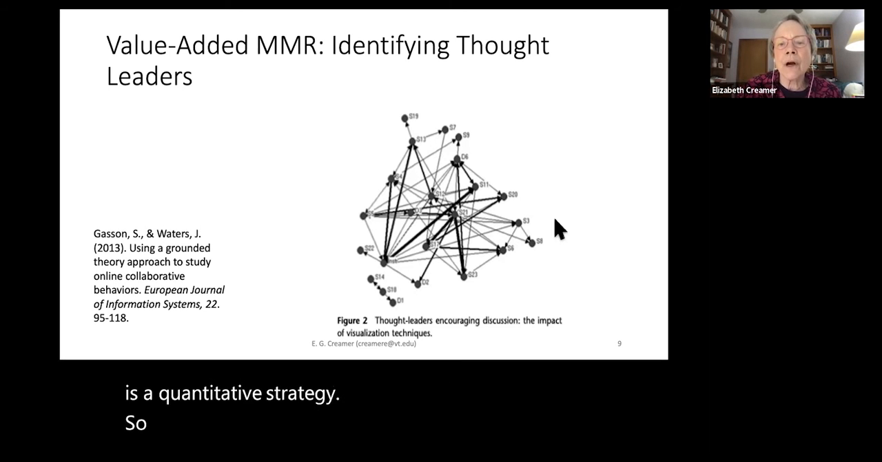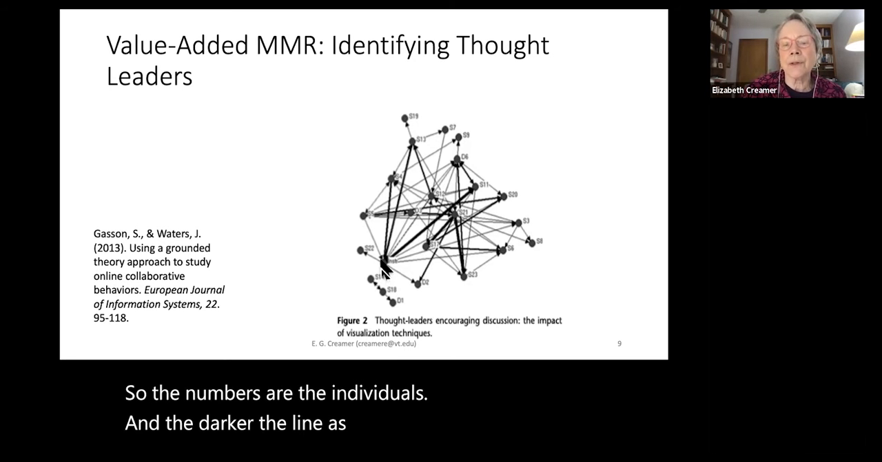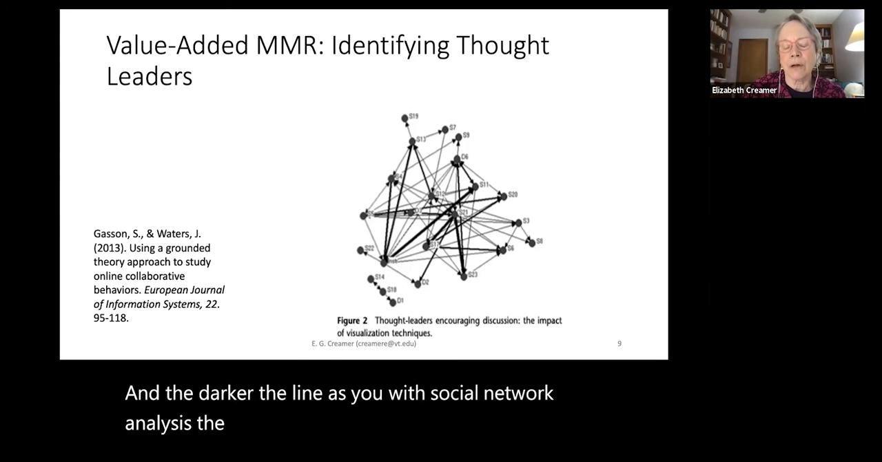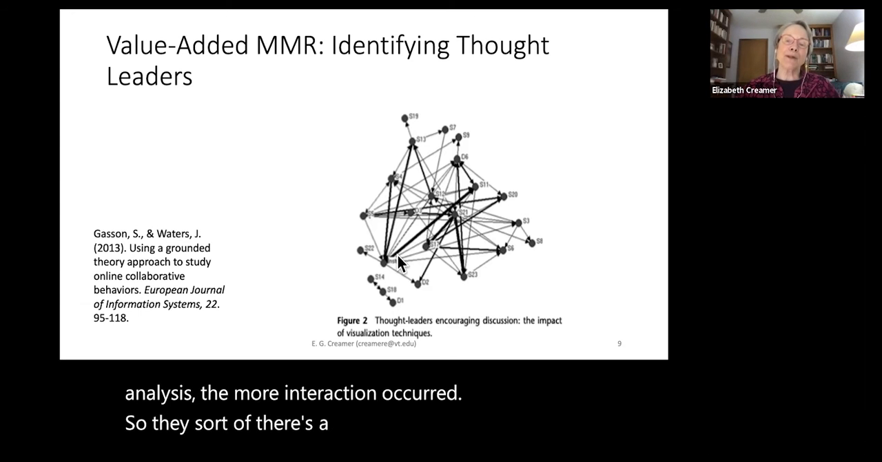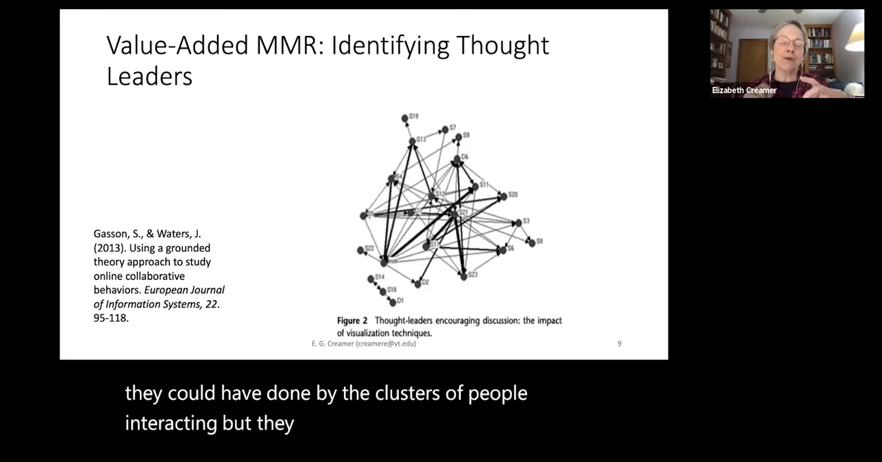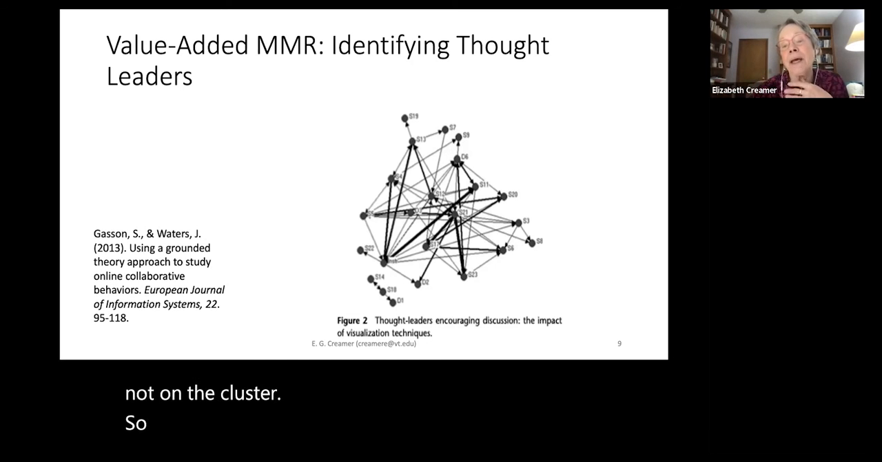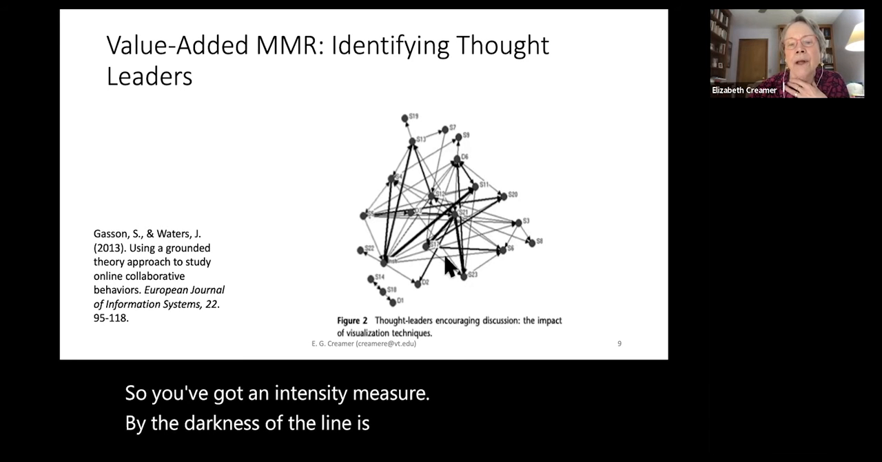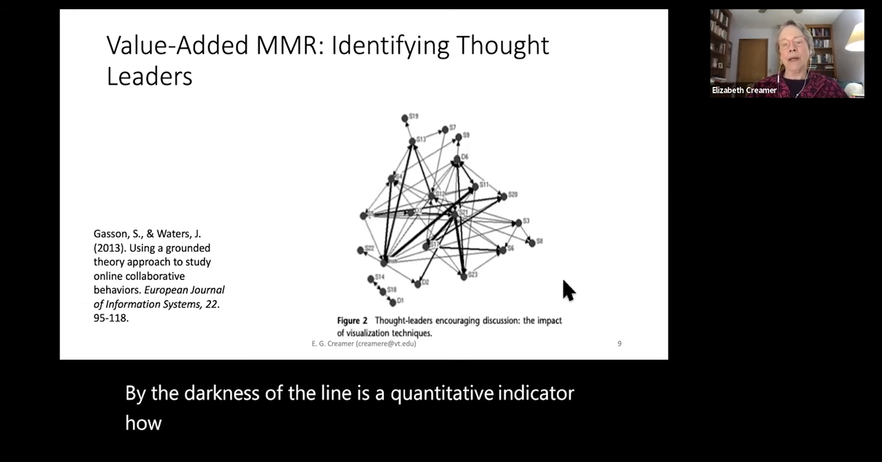So the numbers are the individuals, and the darker the line, as you know, with social network analysis, the more interaction occurred. So there's a whole other type of analysis they could have done by the clusters of people interacting, but they were focused on the individual, not on the cluster. So you've got an intensity measure by the darkness of the line. It's a quantitative indicator, how much they were communicating.